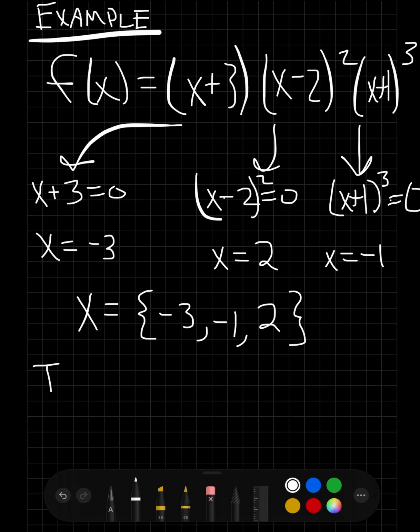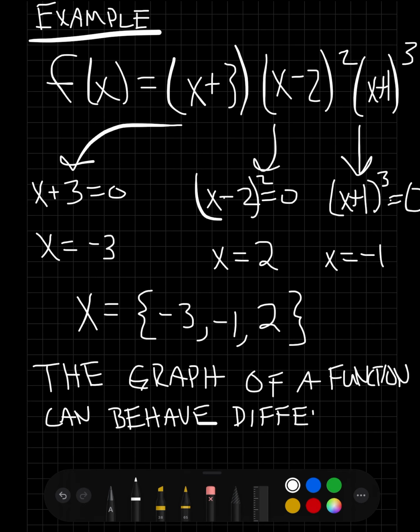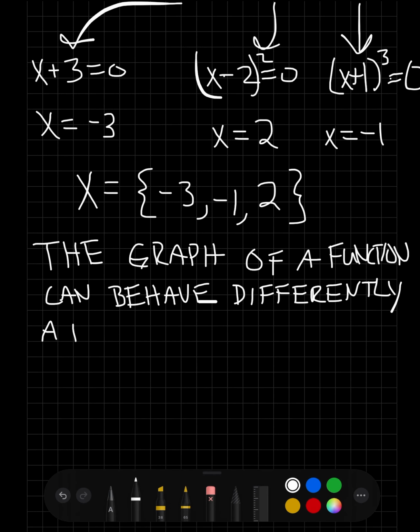The graph is going to behave differently. Not just the graph of this function, but the graph of a function can behave differently at different zeros. So we have 3 zeros here, and our graph is actually going to do something slightly different at each zero.